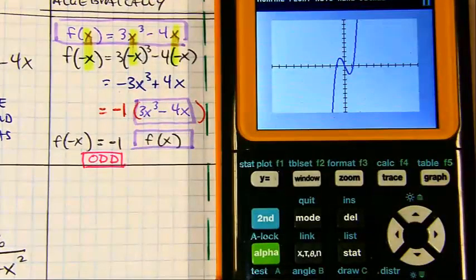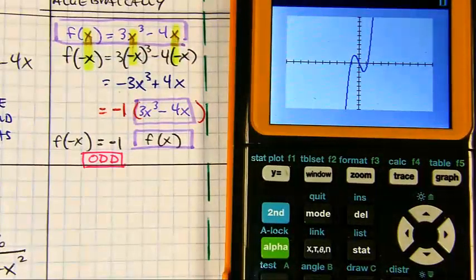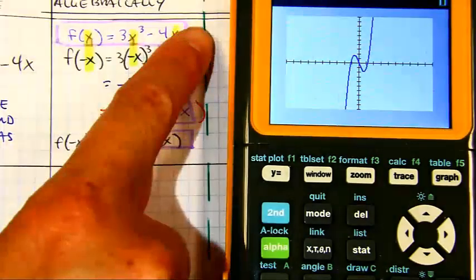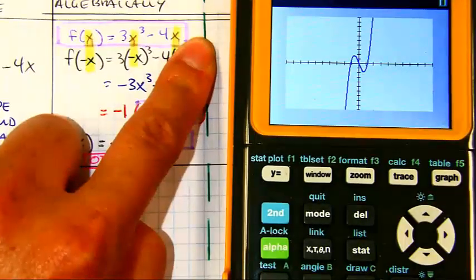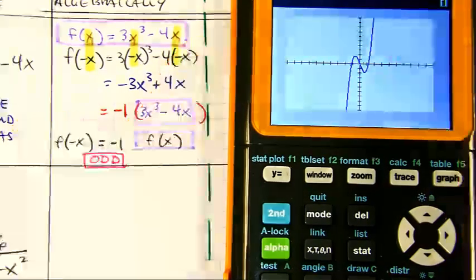Now, look back at your original equation. Put your finger at the y-intercept. You should have recognized that the constant, there is no constant, so what's the number? 0 is going to go through the origin. Does that make sense? Okay, let's practice changing our window.